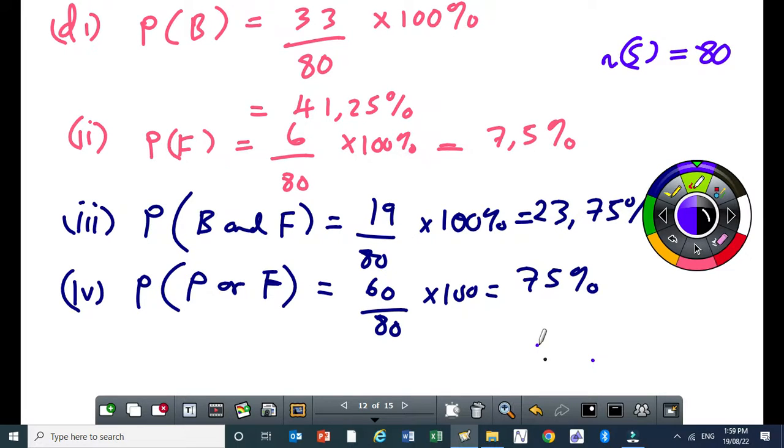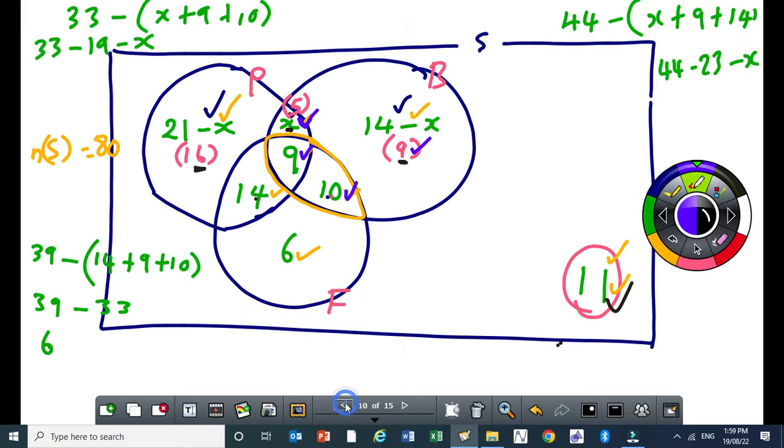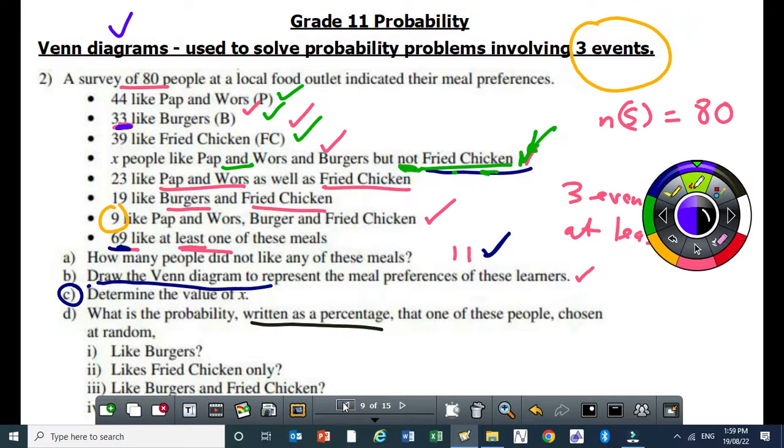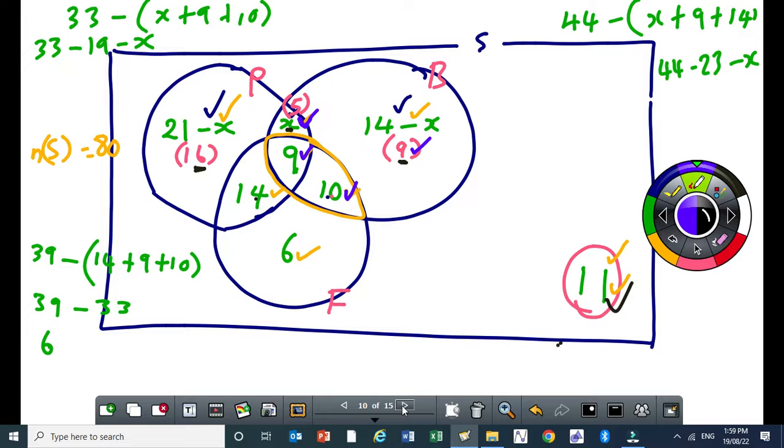Then the next question was saying, likes fried chicken only. Well, there are some people who just like the chicken only. So these people, they like the fried chicken only. For those who like fried chicken only, it's these 6 here. They don't eat anything else among those 3. They only eat fried chicken.